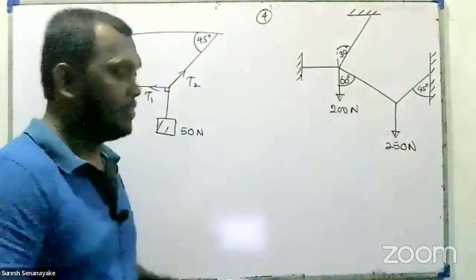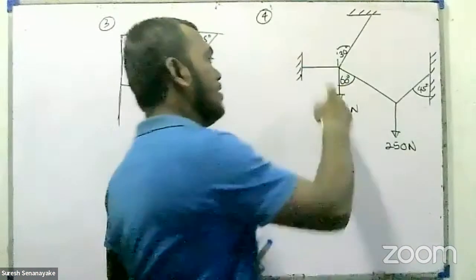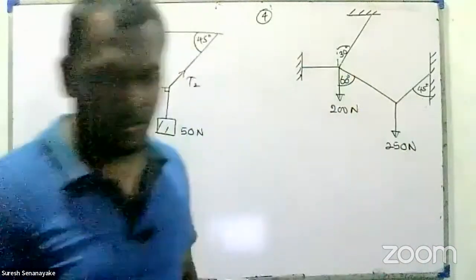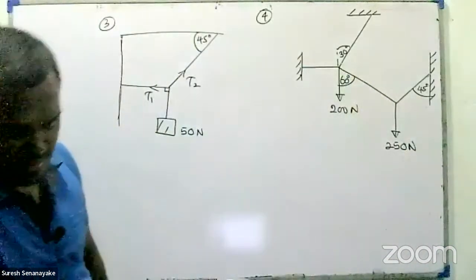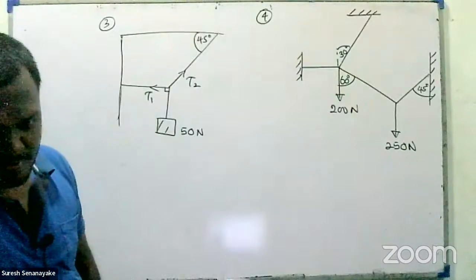And in this case, all the strings are there, 1, 2, 3, 4 strings. We need to find the tension of these 4 strings.